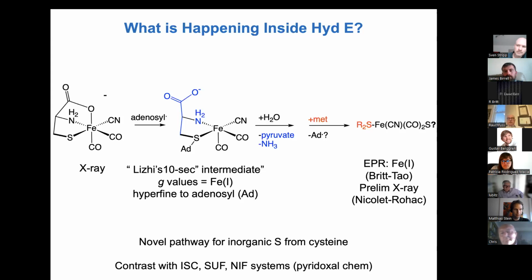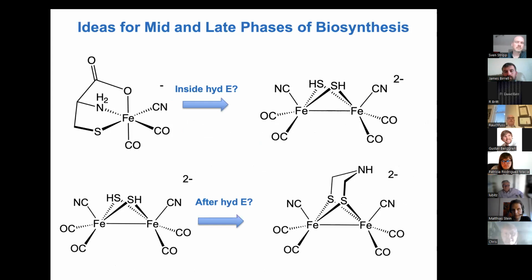And notice at the bottom the comment that it's, I think, a novel pathway for extruding inorganic sulfur from cysteine. It's not one of the usual mechanisms that are so well known to this community. So mid-phase and late phases of the biosynthesis, this is our ideas.